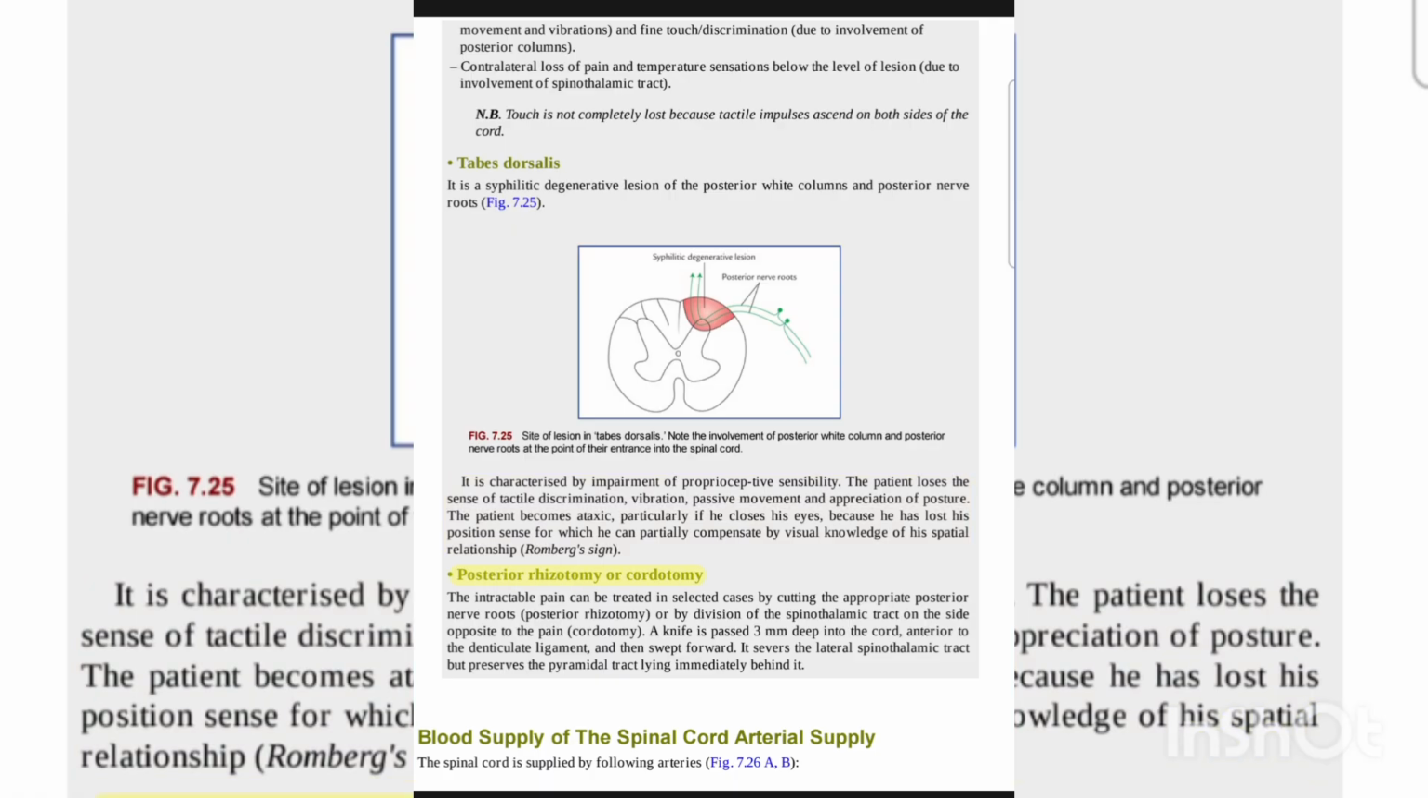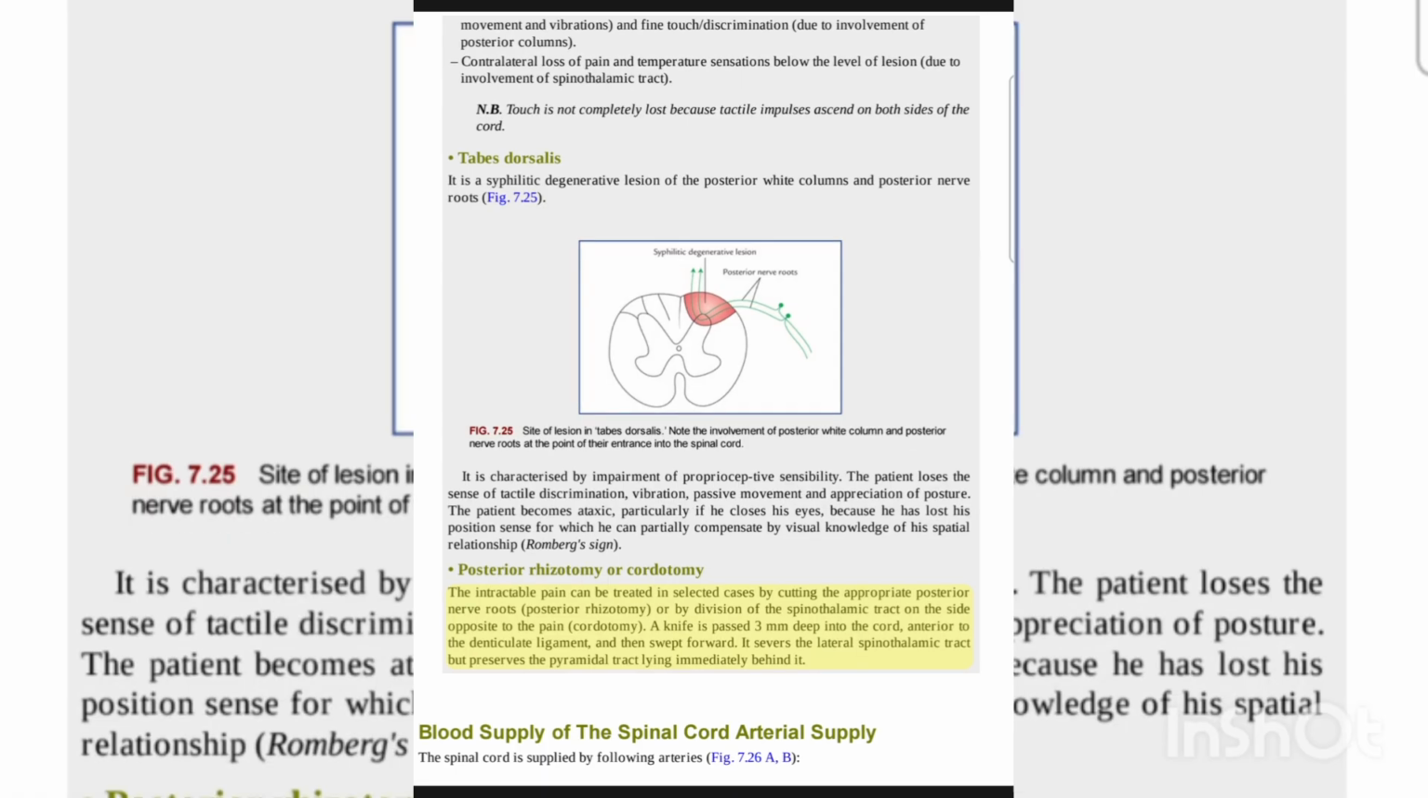Posterior rhizotomy or chordotomy. The intractable pain can be treated in selected cases by cutting the appropriate posterior nerve roots, posterior rhizotomy, or by division of the spinothalamic tract on the side opposite to the pain, chordotomy. A knife is passed 3 mm deep into the cord, anterior to the denticulate ligament, and then swept forward. It severs the lateral spinothalamic tract but preserves the pyramidal tract lying immediately behind it.